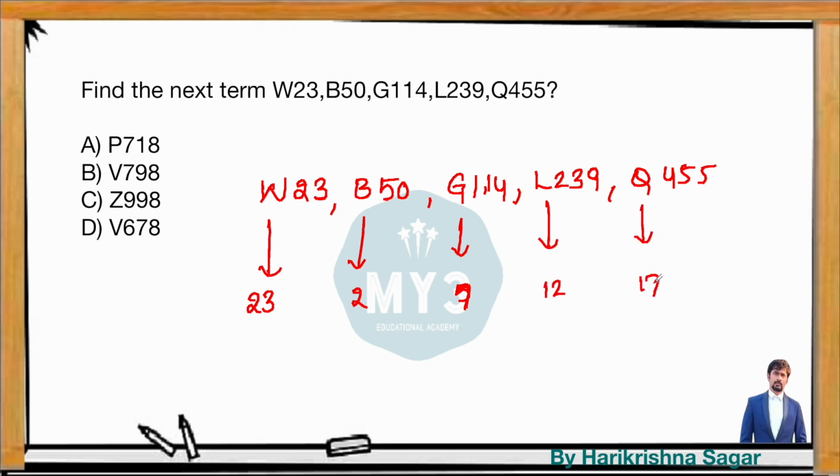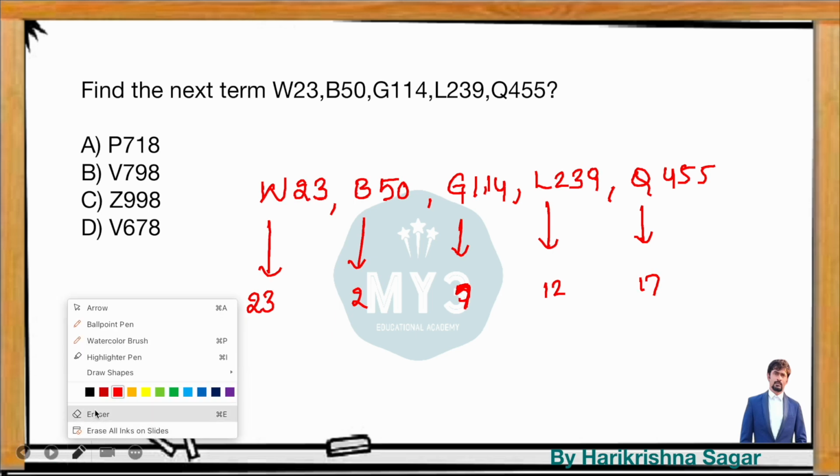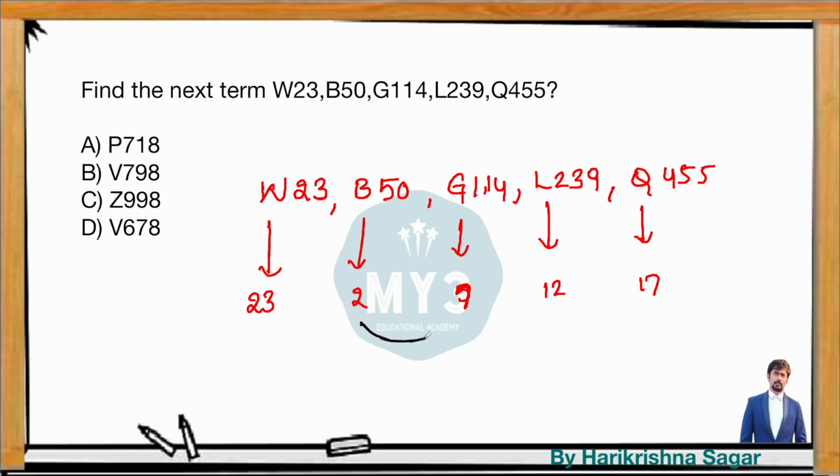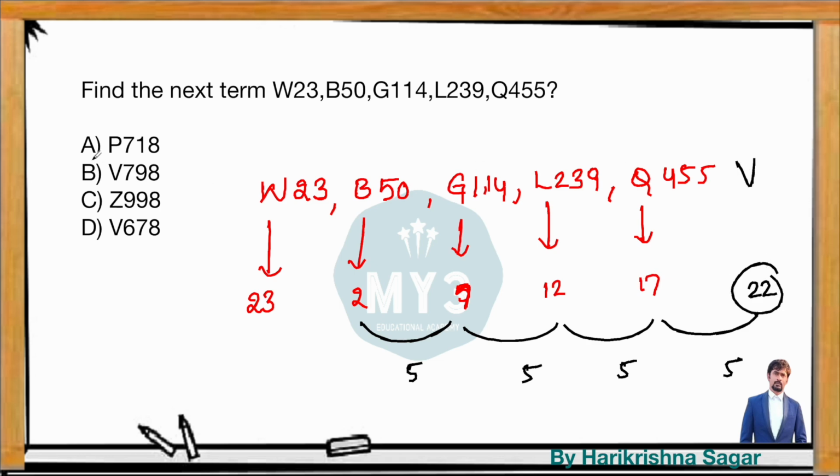By looking at this, we are able to realize one pattern. What is the pattern? If you observe 2 to 7, difference of 5, difference of 5, difference of 5. That means the next one should maintain a difference of 5. 17 plus 5 is 22. That means the answer should start with V. Eliminate option A and option C. And you can observe this also is maintaining a difference of 5 because we have till 26, so this is 3 and 2. So there is a difference of 5.